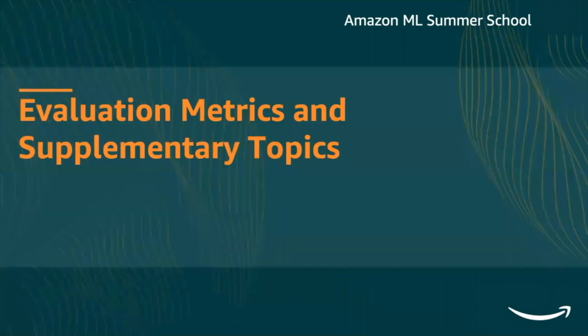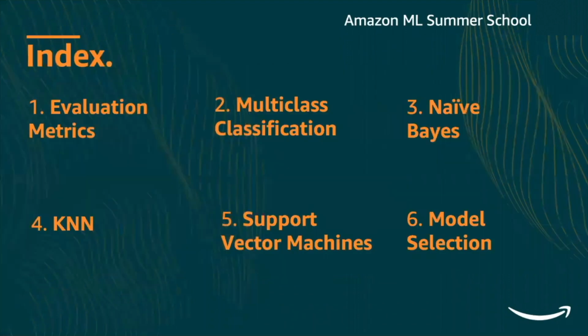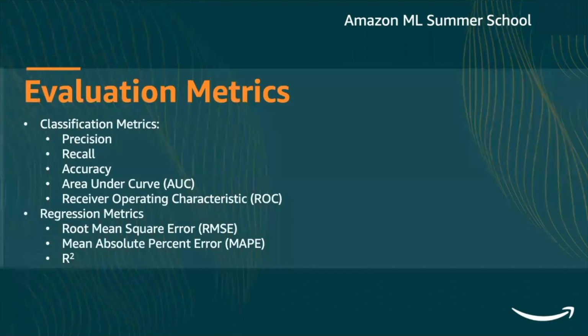So today I shall be discussing some of the evaluation metrics and supplementary topics in Supervised Learning. The order of the presentation will be as follows. We'll discuss some of the evaluation metrics which are typically used for classification and regression tasks. We'll talk about how multi-class classification is performed. We'll talk about some of the classifiers which are typically used, such as naive Bayes classifier, k-nearest neighbor classifier, support vector machine classifier. And then we'll finally talk about how you perform model selection.